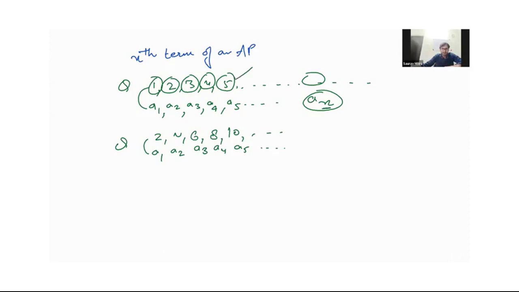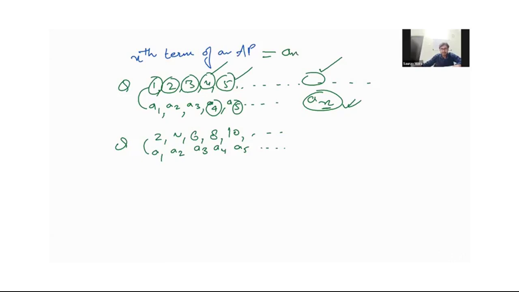This is my fifth term, I am writing it as A5. This is my first, second, third, fourth term. Starting from here, this is my nth term. I will write it like this. So the nth term means an.